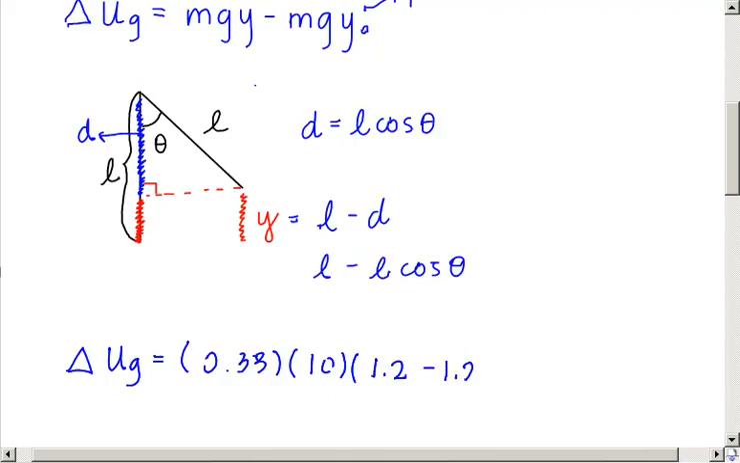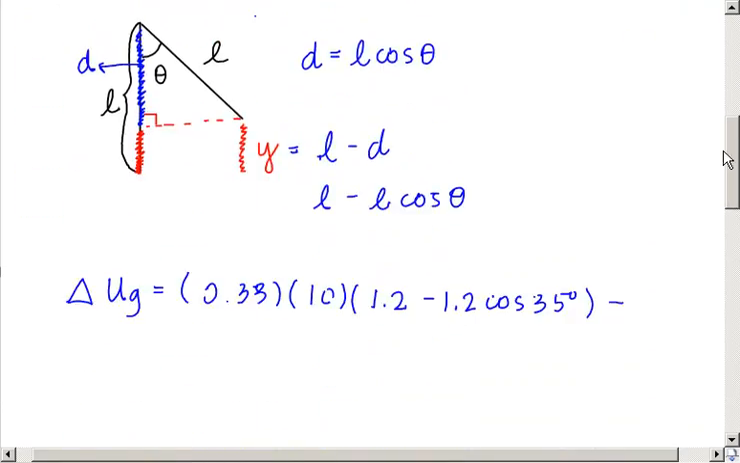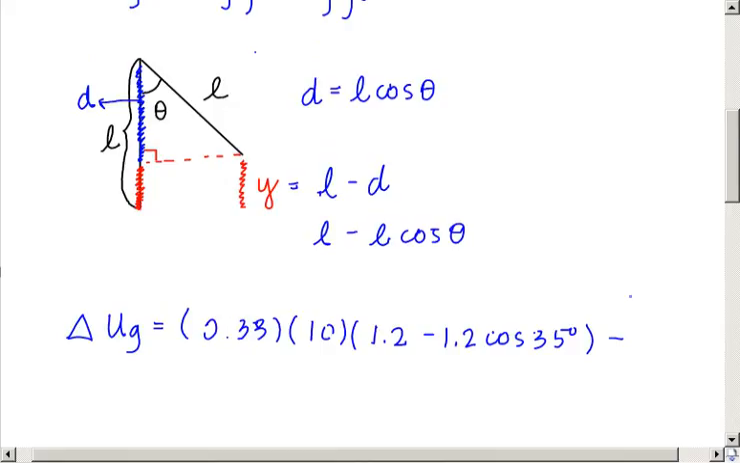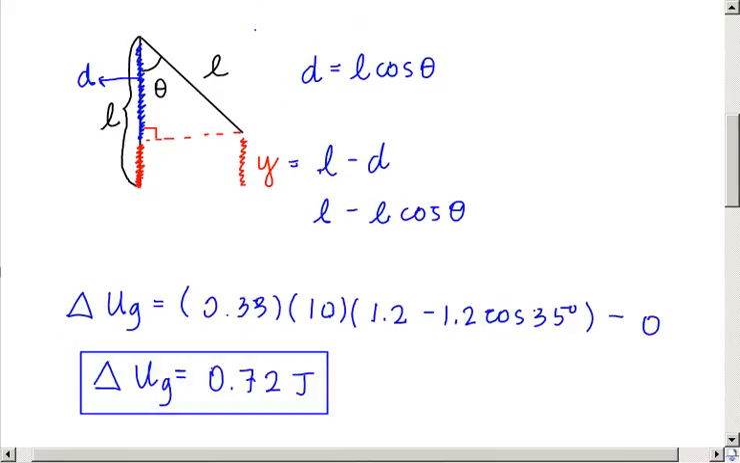L is 1.2. Wasn't that the length of the cord from the picture? And the angle was 35 degrees. And then what was our initial height? What was our initial height? 0. So what's the initial potential energy? 0. So then the final change in gravitational potential energy is 0.72 joules.